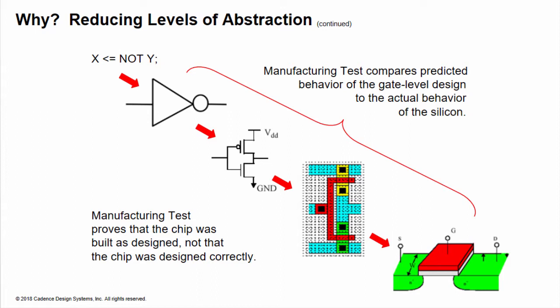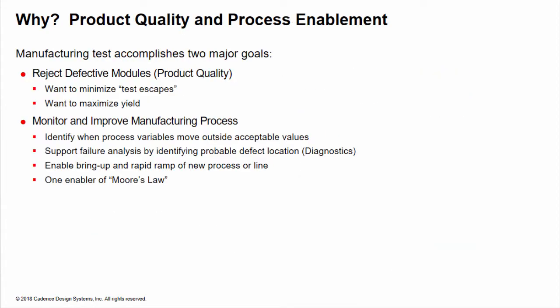Indeed, this would be a very expensive time to discover a design bug. The assurance that the chip is designed correctly comes from the various verification steps that preceded release of the gate-level netlist. As it verifies the translation from gate-level netlist to silicon, manufacturing test does two things.